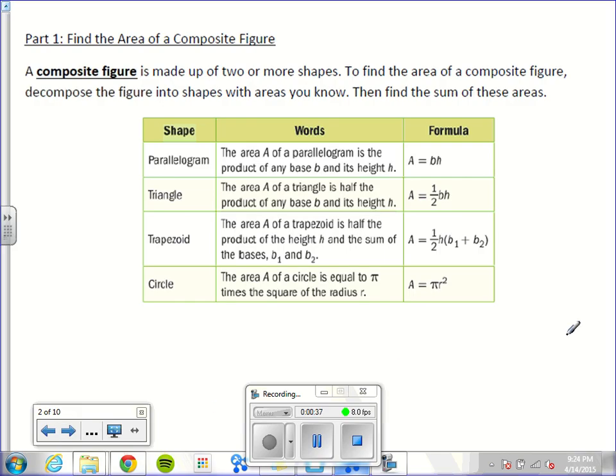A composite figure is made up of two or more shapes. To find the area of a composite figure, decompose the figure into shapes with areas you already know. Then you find the sum of those areas.